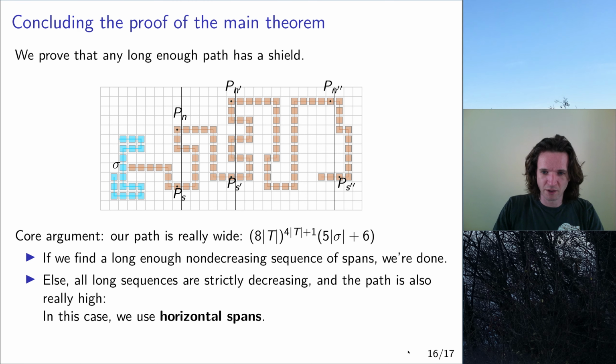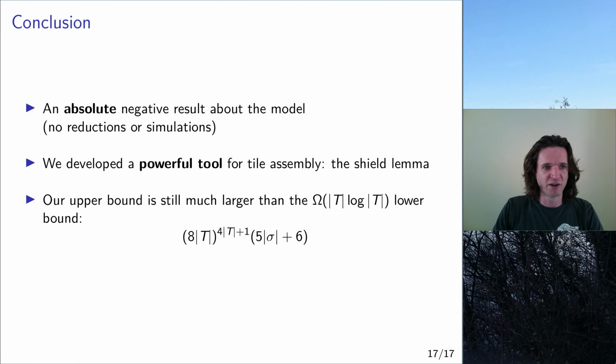So, as a conclusion, we've proved an absolute negative result about the model. By absolute, I mean that it doesn't use any reduction or simulation. We show something that the model cannot do, by showing that if it tries to build large enough assemblies, then we can also build infinite pumpable paths. So this is a strong blocker on the road.